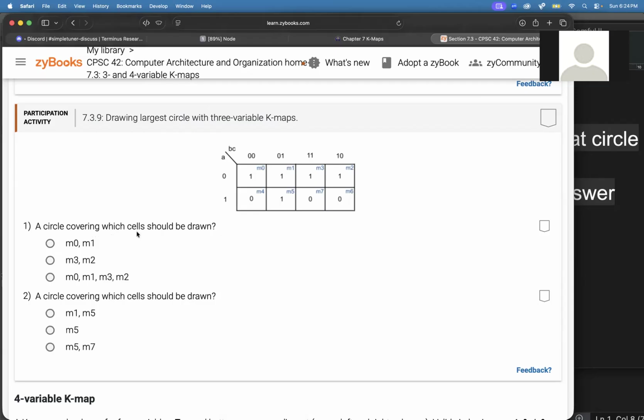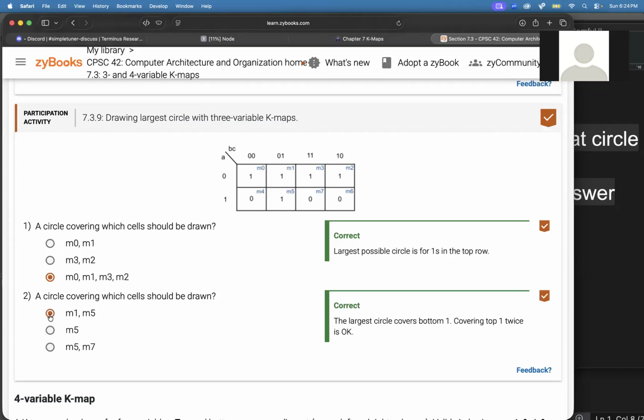A circle covering which cells could be drawn. You could circle this one, this one, this one, this one all together, which is this, I guess. And then it says a circle covering which cells could be drawn. Then you could circle these two together, which is 1 and 5. Cool.